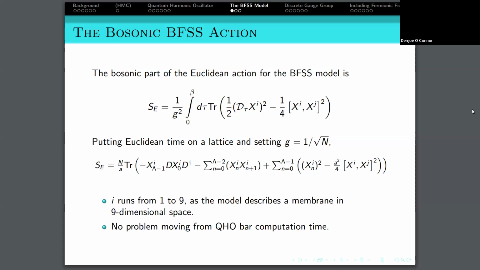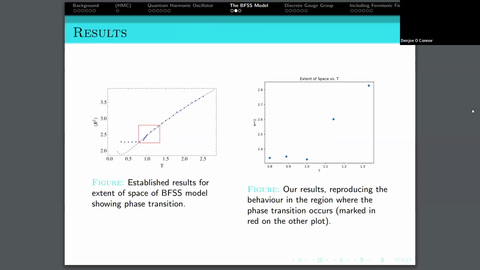And apart from computational time, there's no real problem transitioning from the gauged quantum harmonic oscillator and then to the BFSS. So everything worked out pretty well.